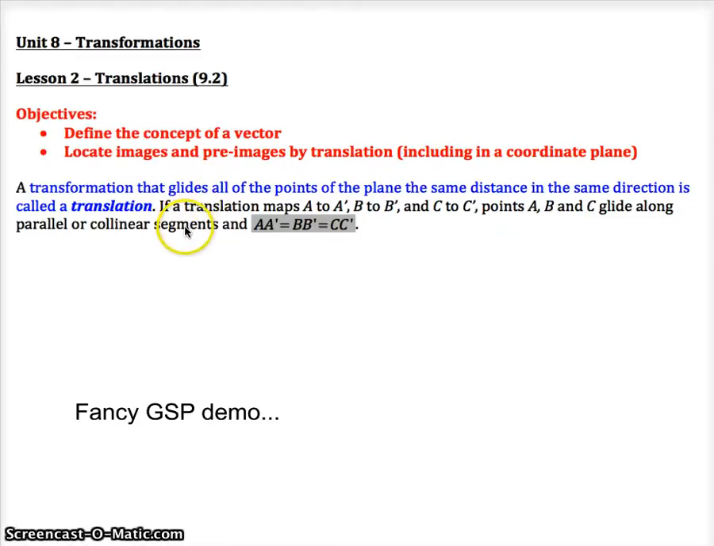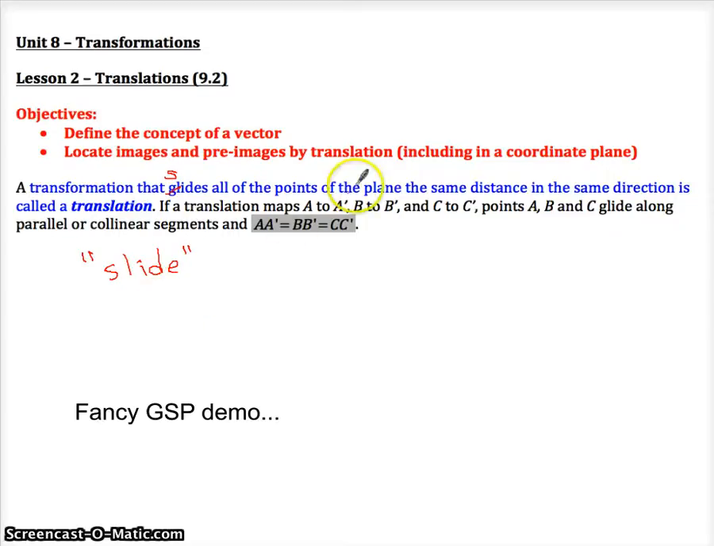A transformation, I don't really like the word glide here. A transformation that, can I change that to slide? Would it bother anybody if we just went ahead and called this slides? We use the word glide for something else. All the points in the plane, the same distance in the same direction is called a translation. And really, the nickname for translation has always been slide. Sometimes they're called slide transformations. If a reflection is called a flip, a translation should be called a slide.